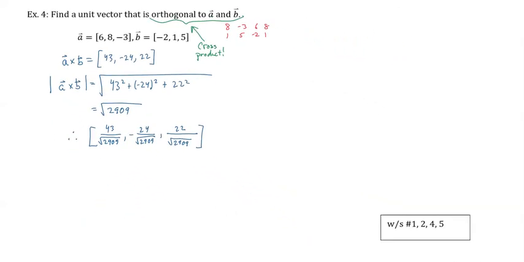So the worksheet that's posted is for today and tomorrow. You're only doing questions 1, 2, 4, and 5 today, so skip 3, and there's also 6 and 7. Those will be for tomorrow.